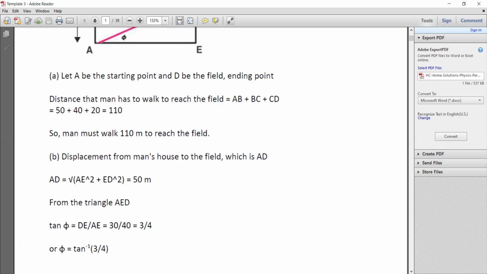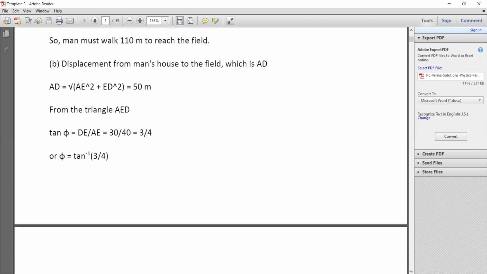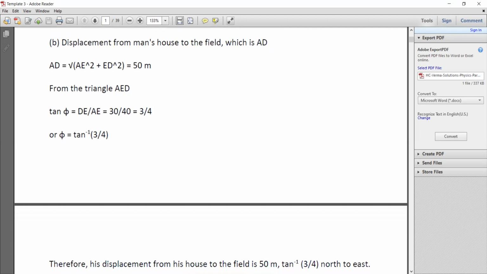This solution correctly calculates the total distance the man walks as well as his displacement, taking into account the directions of his movements. The displacement is less than the total distance because displacement is a vector quantity that only considers the initial and final positions, not the path taken. The angle phi gives the direction of the displacement.